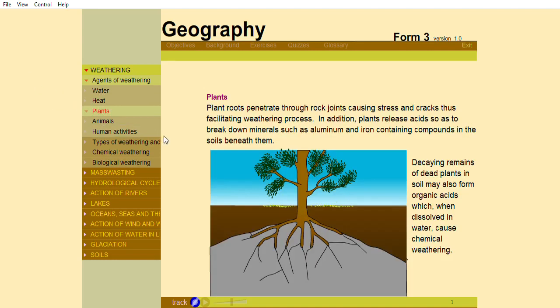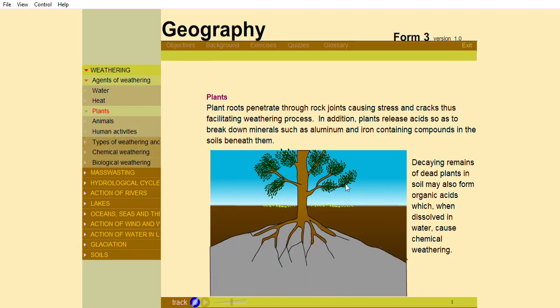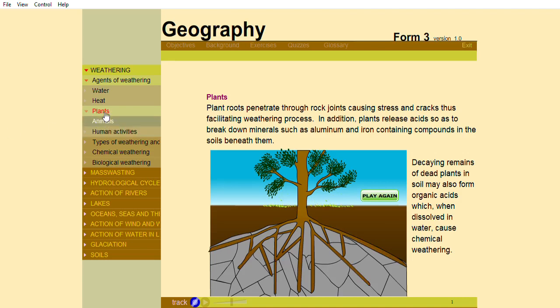Plants. Plant roots penetrate through rock joints, causing stress and cracks, thus facilitating weathering process. In addition, plants release acids so as to break down aluminium and iron containing compounds in the soils beneath them. Decaying remains of dead plants in soil may also form organic acids, which when dissolved in water cause chemical weathering.